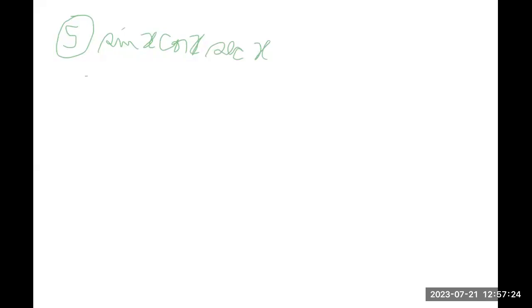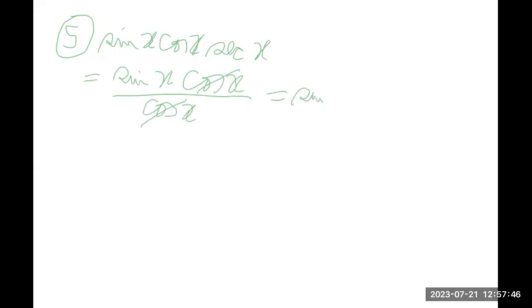So using the fact that cosine and secant are reciprocals of each other, you can write this as sine x cosine x. And then instead of secant x, which is just 1 over cosine, you can bring that cosine in the denominator and then cancel the cosines. That leaves you with sine x. So that's your answer. In other words, the expression sine x cosine x times secant x simplifies to simply sine x.